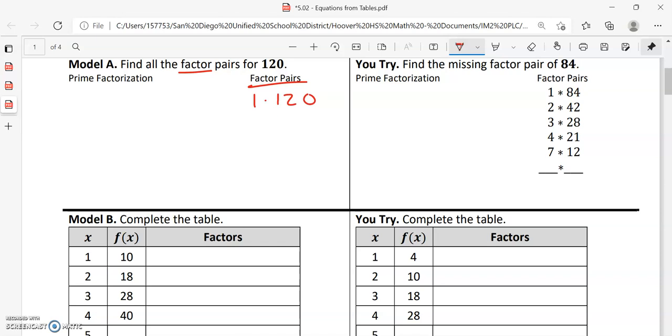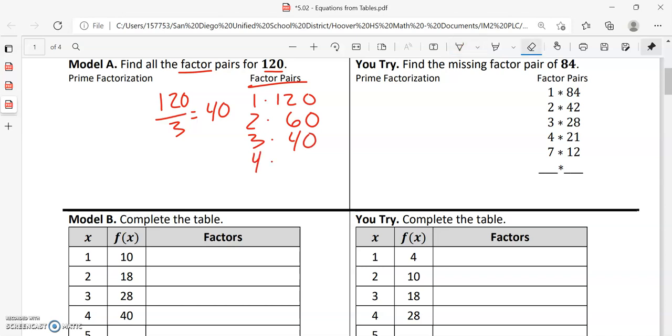2. Does 2 go into 120? The answer is yes, it does. 120 is even. So 2, what is half of 120? It is 60. Then 3. Does 3 go into 120? Well, whenever you have a number that ends in 0, just take that 0 away. What is 12 over 3? That equals 4. 120 over 3 is simply 40.